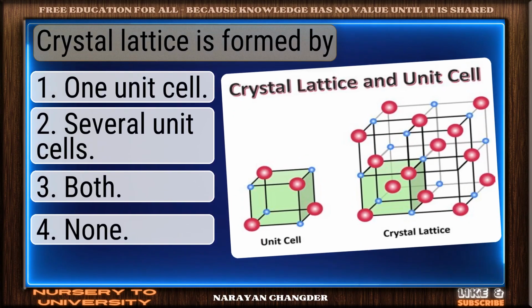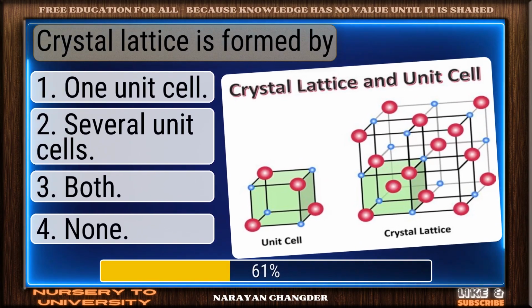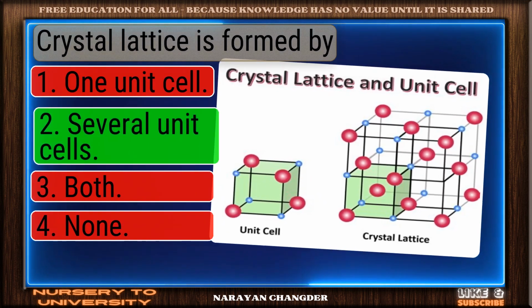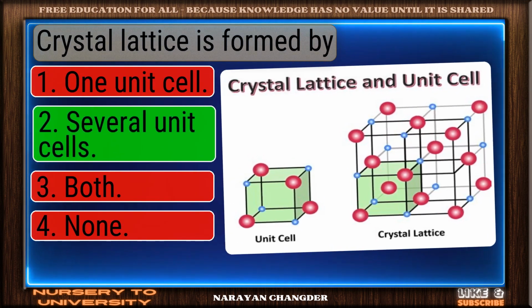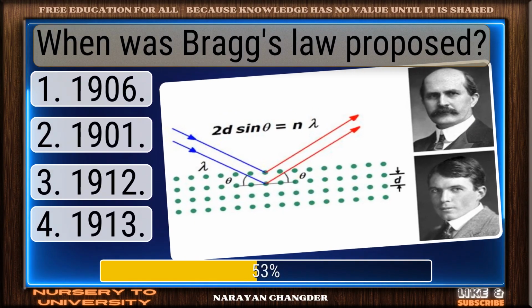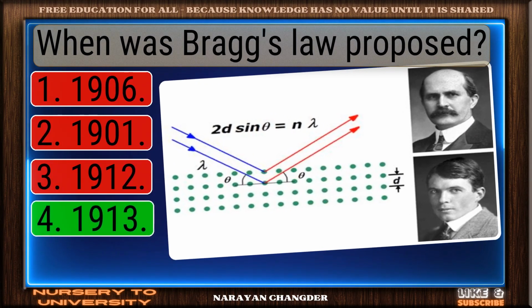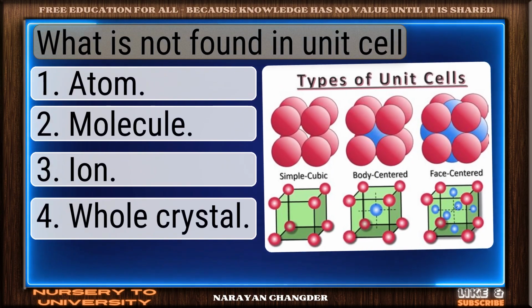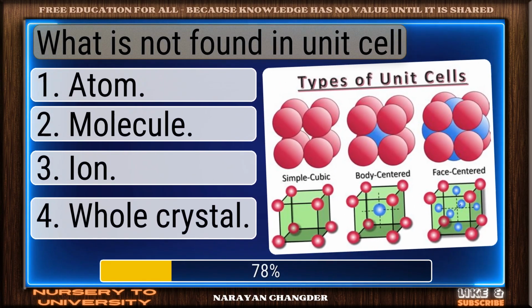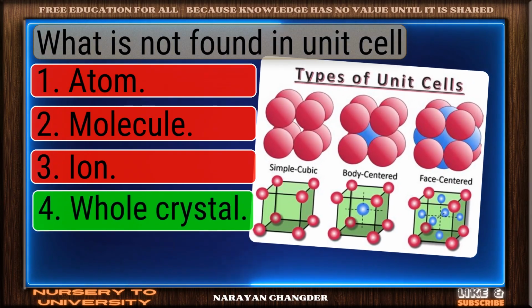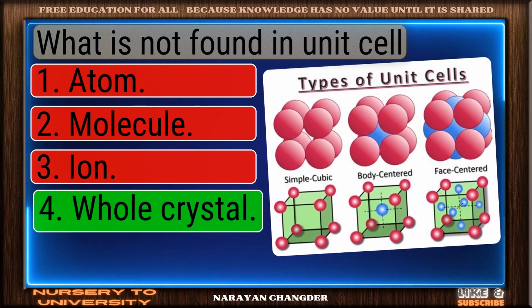Crystal lattice is formed by. Solid response. Several unit cells is a valid choice. When was Bragg's law proposed? Valid point. 1913 is true. What is not found in unit cell? Good job. Your answer, whole crystal works well here.